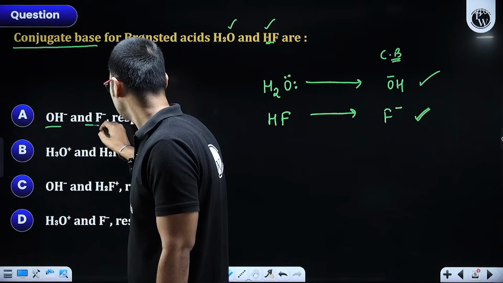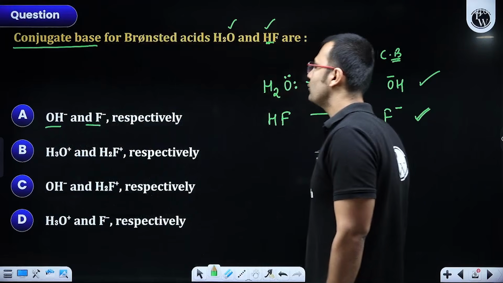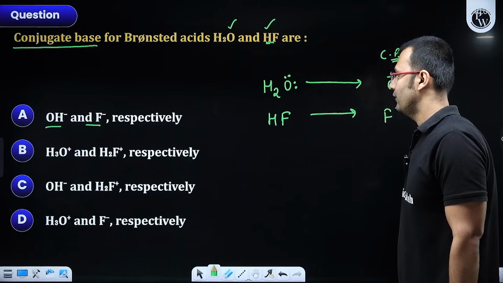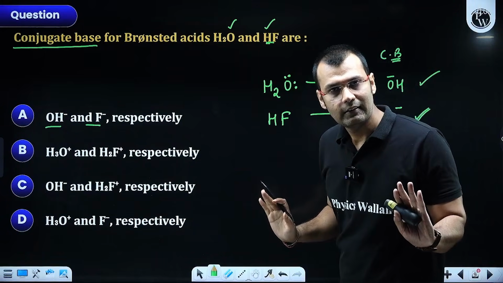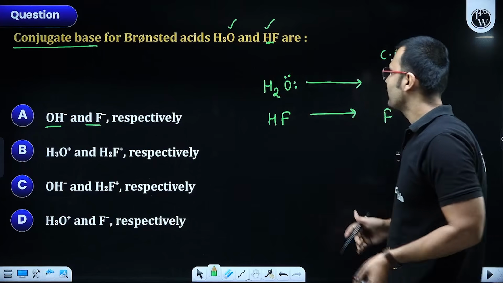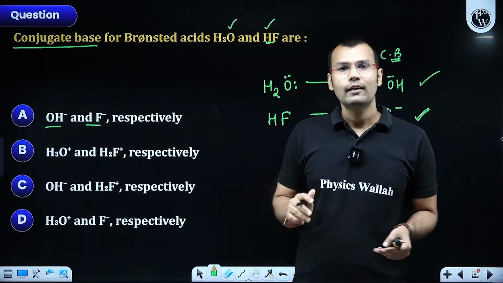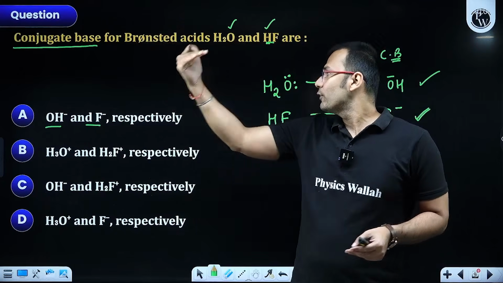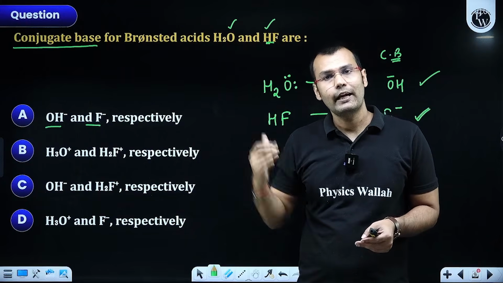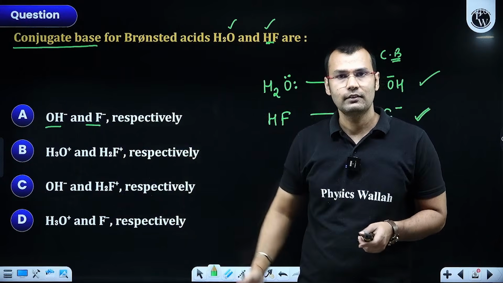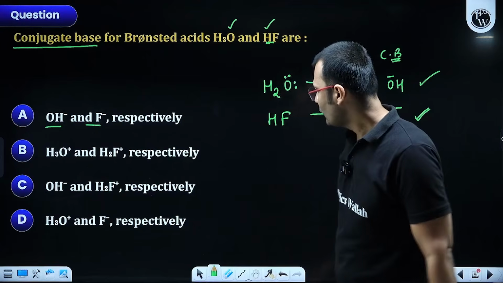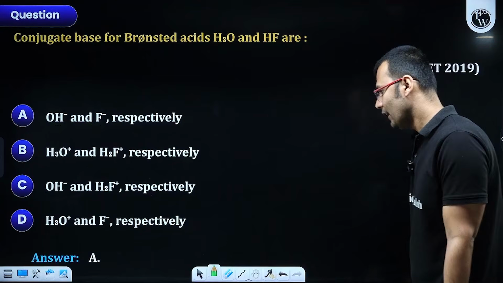OH minus and F minus respectively will be the conjugate base of H2O and HF, right? In the same way, suppose they ask what is the conjugate acid. For getting the conjugate acid, you need to add H plus. Like for H2O, the conjugate acid will be what? H2O plus H plus means H3O plus. So here definitely your answer is A, of course.